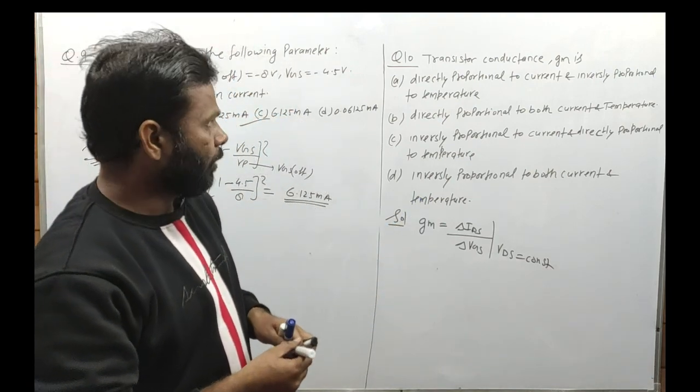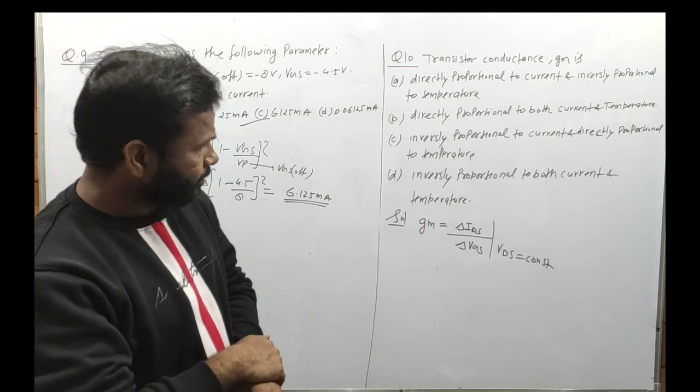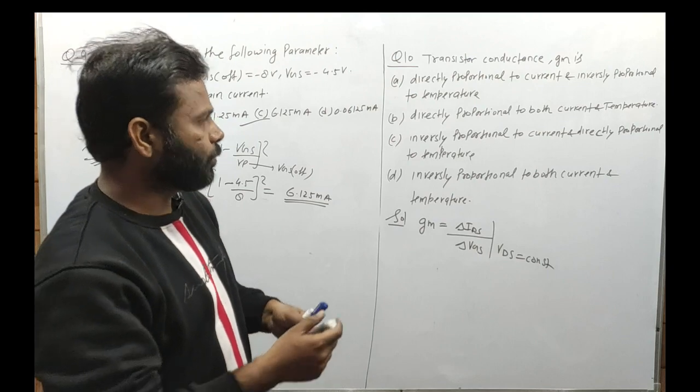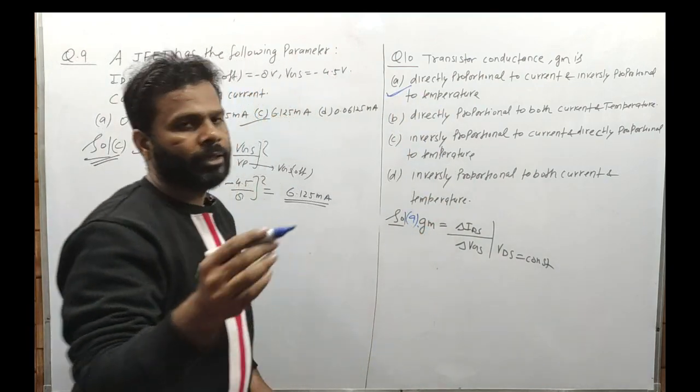The drain to source current. Clear? Now the next thing is what? Temperature. So it is inversely proportional to temperature, because when temperature increases, what happens to the conductance? It decreases. So for this question the correct answer is A. Clear till here? Let's see the next question.